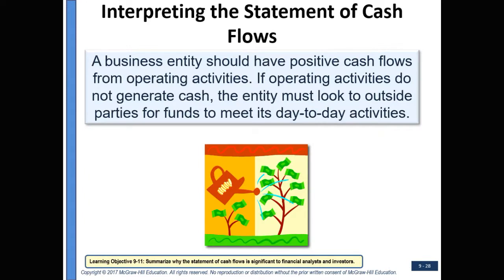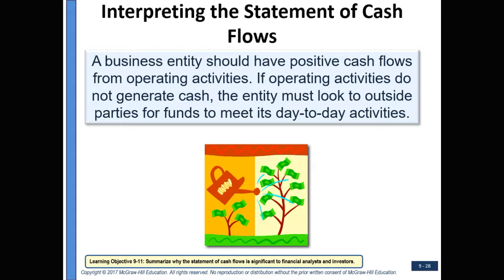Some of the things that you will do is look at the statement of cash flows and determine where the cash has been coming from. If an entity does not generate cash in their operating activities section for a significant portion of time, they are obviously probably looking to outside parties to fund their day-to-day activities. And as that continues to go on, they will overextend themselves. This may actually be normal depending on where an entity is in a strategic position.